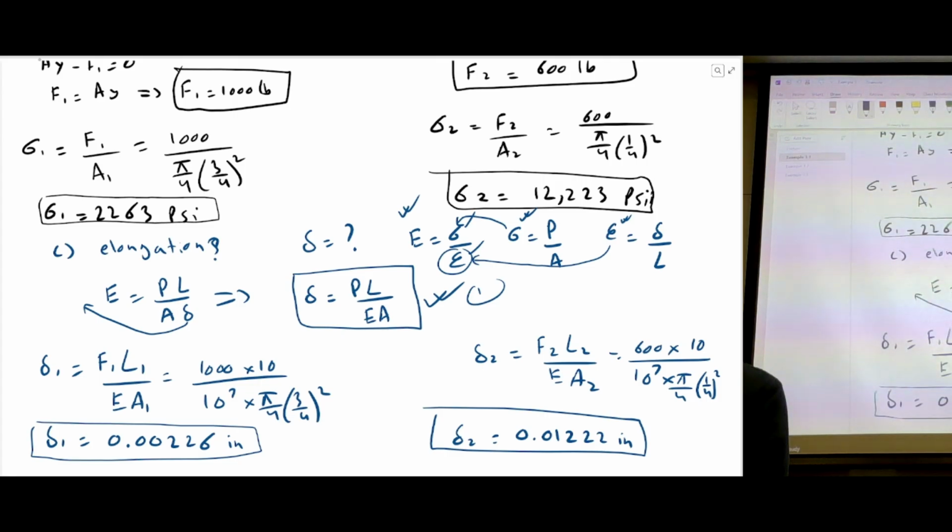P is a force, yes. But we have to decide which force this is. So if we are talking about cylinder 1, this force is the internal load. So that is F1 in our case. So I just use P because most of the books use PL over EA as an equation. So that's a generalized equation. We have to decide which force is P.